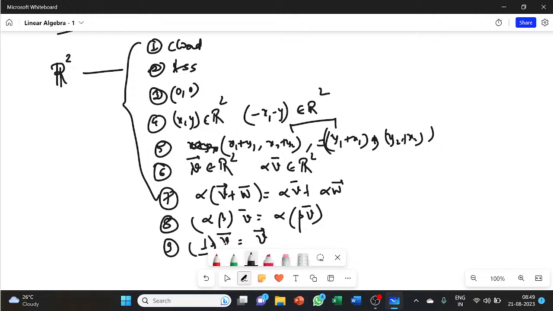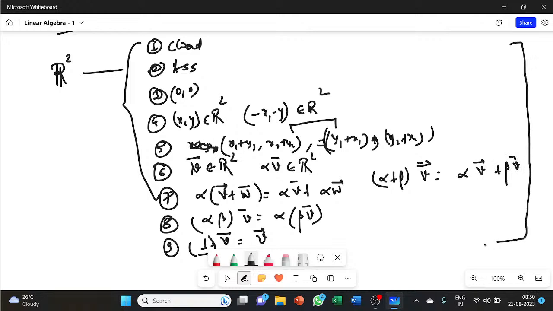1 into v vector would give me v vector. And another property I think I forgot, alpha plus beta distributivity would hold here as well. So addition distributes over scalar multiplication. So alpha v vector plus beta v vector. So all these properties, since they are satisfied, I can say that my R square forms a vector space over field what? R. Here x and y are elements from real numbers.